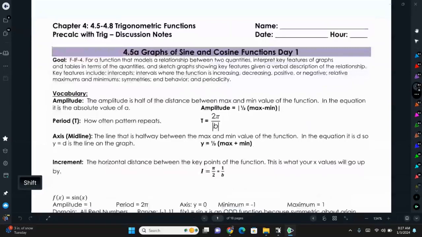Today's going to be an introduction to graphing trig functions, and we're going to start with sine and cosine graphs because that's what you were exposed to last year. So we're going to refresh the vocabulary for these sine and cosine graphs, and then later when we graph the other trig functions, these terms will come back.